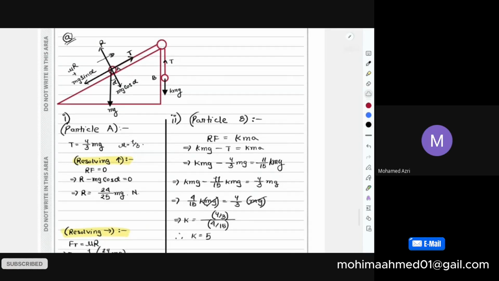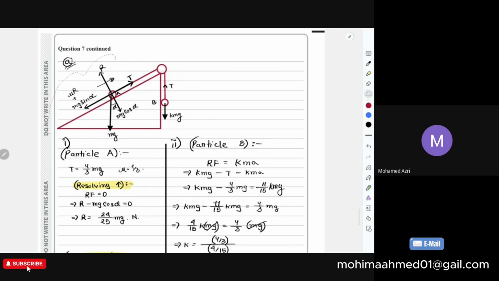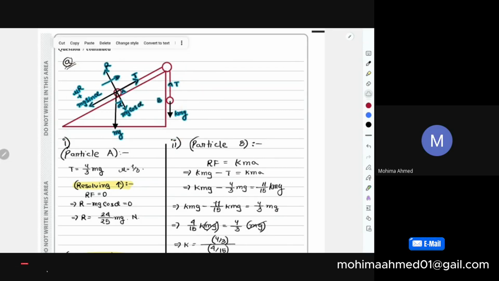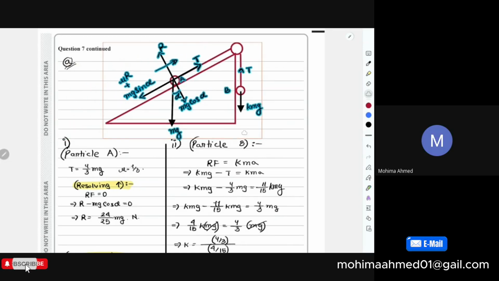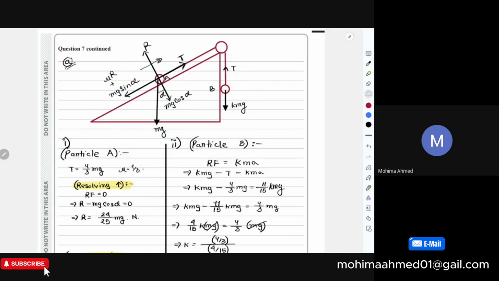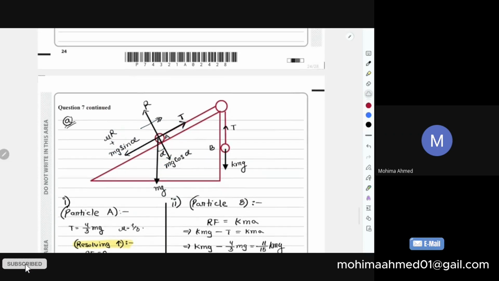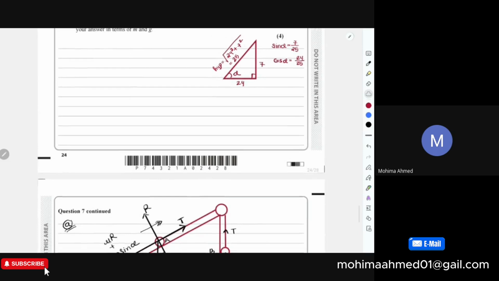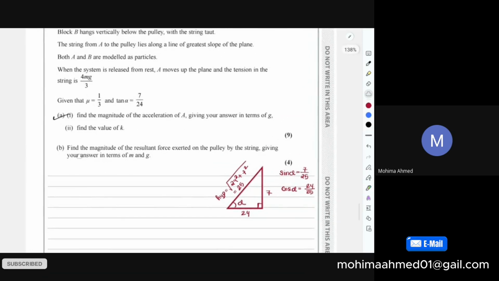No, teacher. Okay, then, right, this was a common diagram for part A calculation. After this, if I want to move on to your part B, now they're saying find out the magnitude of the resultant force exerted on the pulley by the string, giving an answer in terms of m and g.